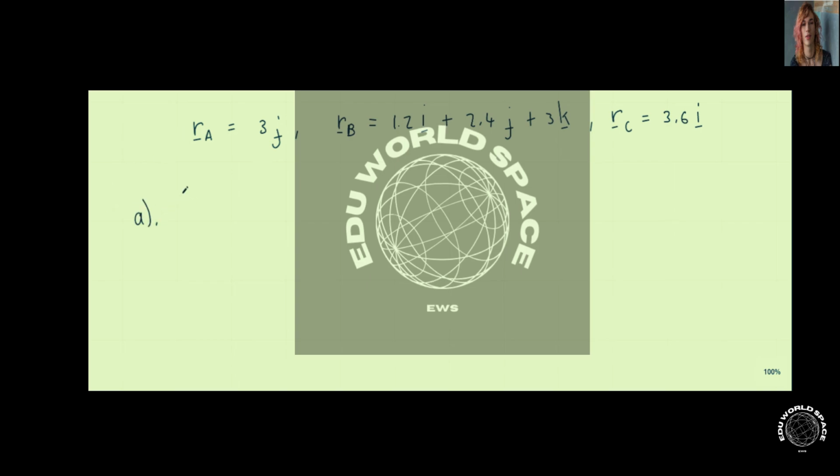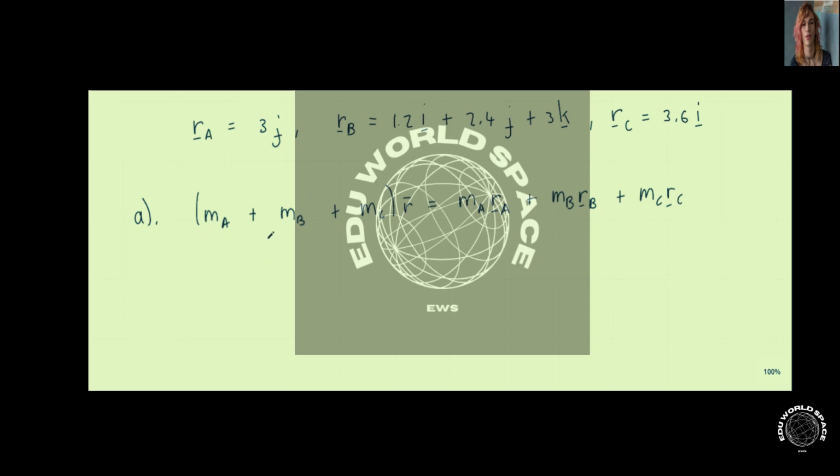For part A of the question, we need to find the mass center of the system. And we know that the mass center is defined as follows. The masses of the three particles, Ma plus Mb plus Mc, essentially the mass of the whole system, multiplied by the mass center R, is equal to the sum of the product of the masses and the position vectors. So Ma Ra plus Mb Rb plus Mc Rc.